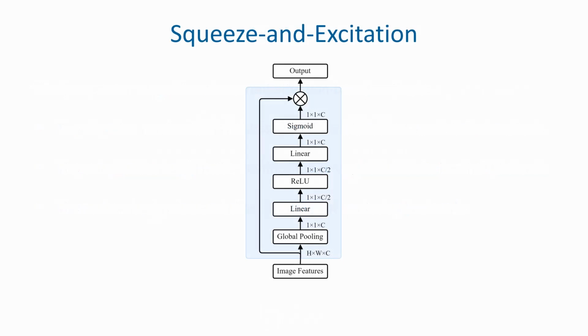The squeeze and excitation method is a channel-wise self-attention mechanism widely used in classification networks. It consists of a global average pooling of the input, followed by two linear layers with an interleaved nonlinearity and a sigmoid function. In this work, we present a novel attention module based on the squeeze and excitation method.